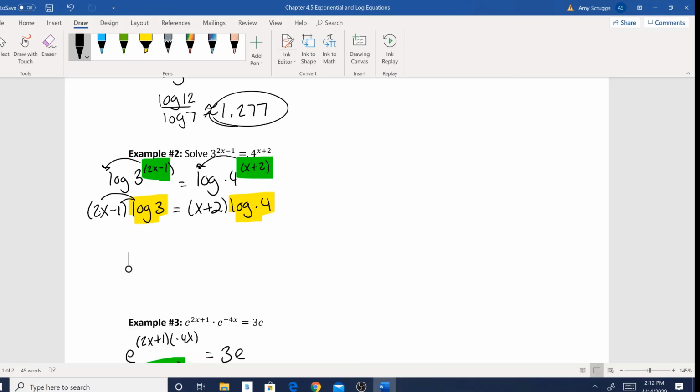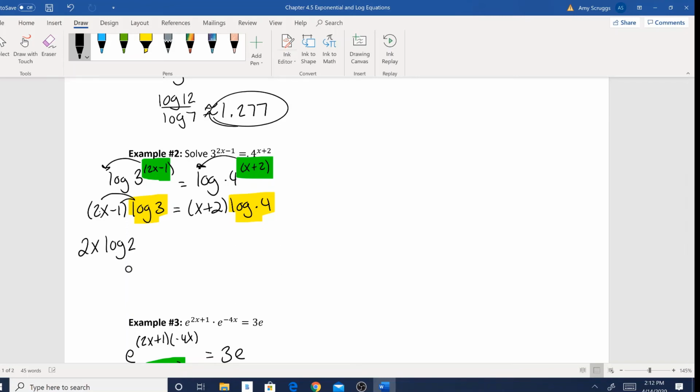Our goal here, by the way, is to get x on one side by itself. That's any goal of an equation, to just get x on one side by itself. So if you didn't have that log there, it would be pretty clear that you had to distribute. It's a little more confusing when the log is there, but that's actually what we're about to do. We're going to distribute log 3 to the 2x and the negative 1.